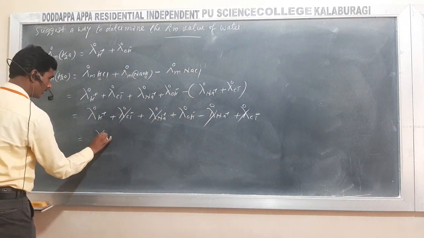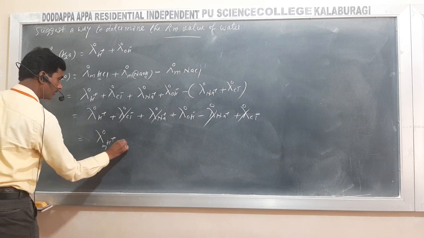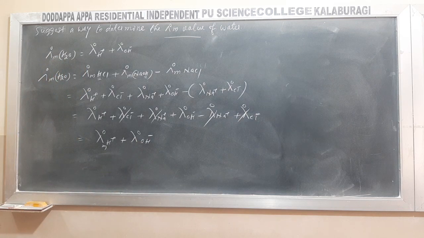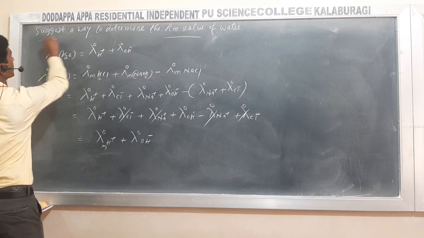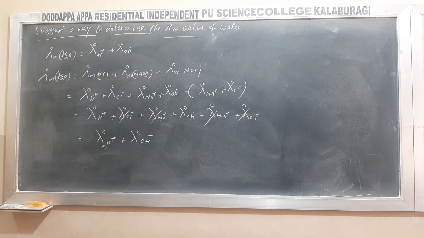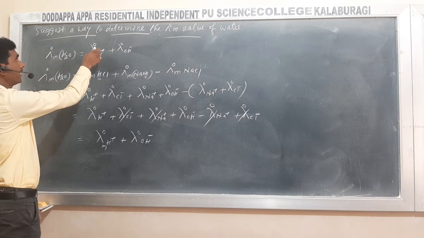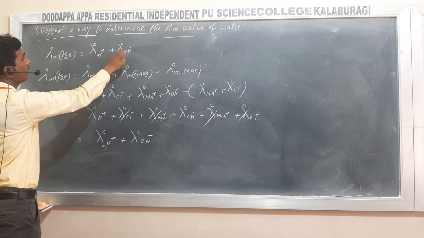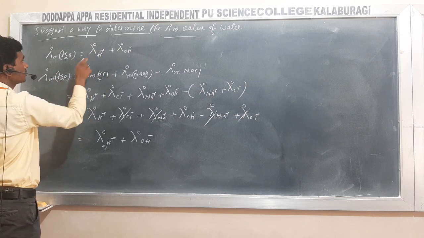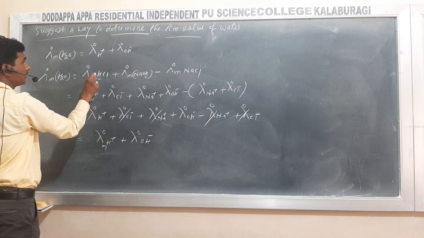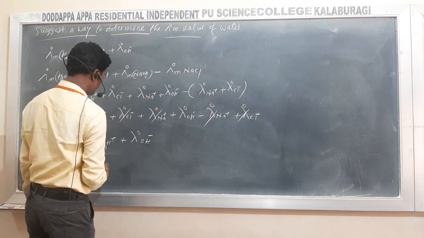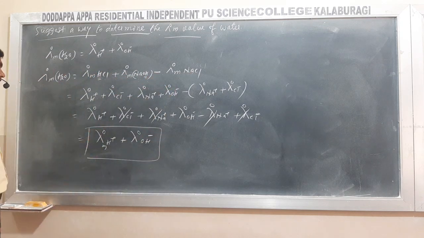The final is lambda naught of H plus plus lambda naught of OH minus. This is the way to determine the lambda naught value of water. So the limiting molar conductivity of water equals H plus and OH minus. If you want to get H plus and OH minus, add the limiting molar conductivity of HCl and NaOH, then subtract NaCl, so we can get H plus and OH minus.